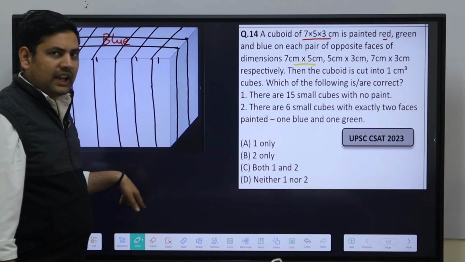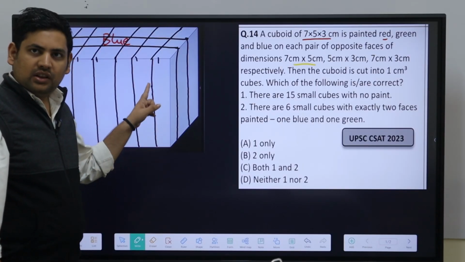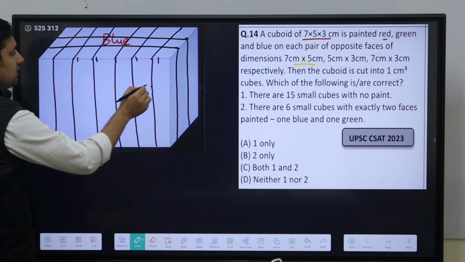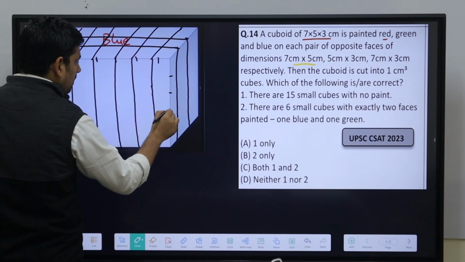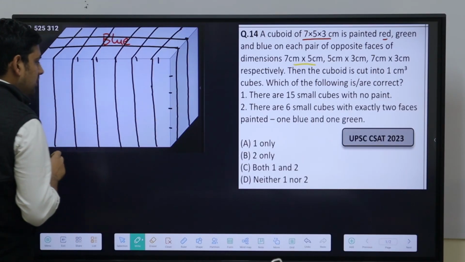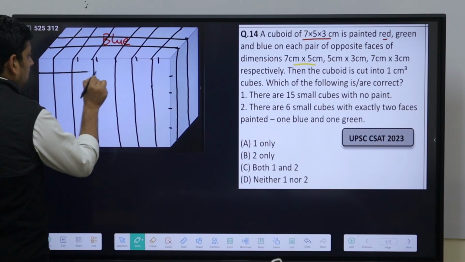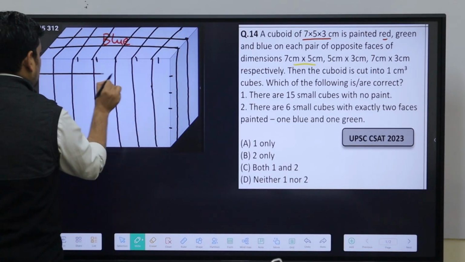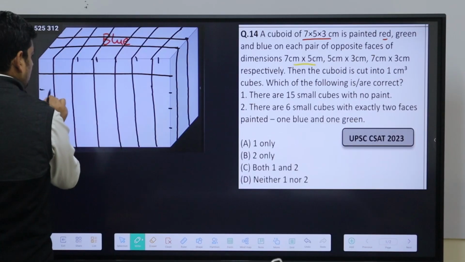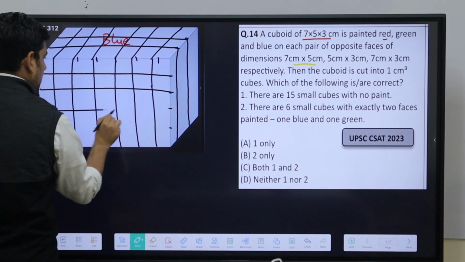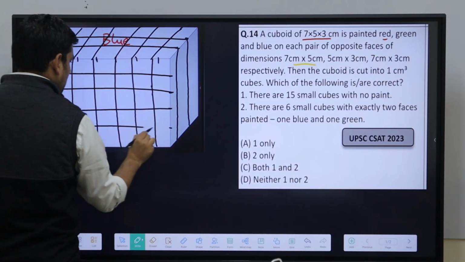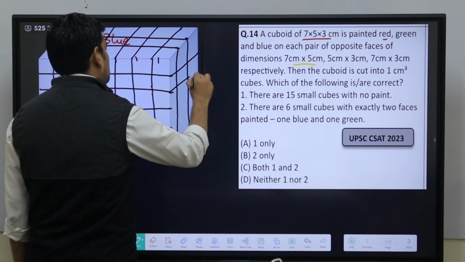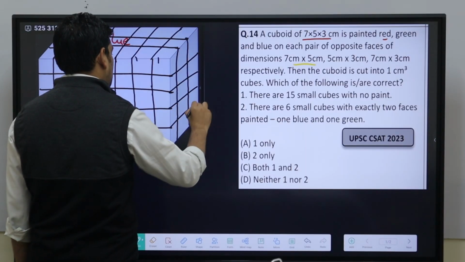Okay, now this is 5 length, so I have to make 5 equal pieces. For that I need to make how many cuts? 4 cuts. So I'll make 4 cuts. So 1, 2, 3 and 4. These are the 4 cuts. So this becomes 1 and then 2 and then 3 and then 4. I'll extend it here also. So 1, 2, 3 and 4.